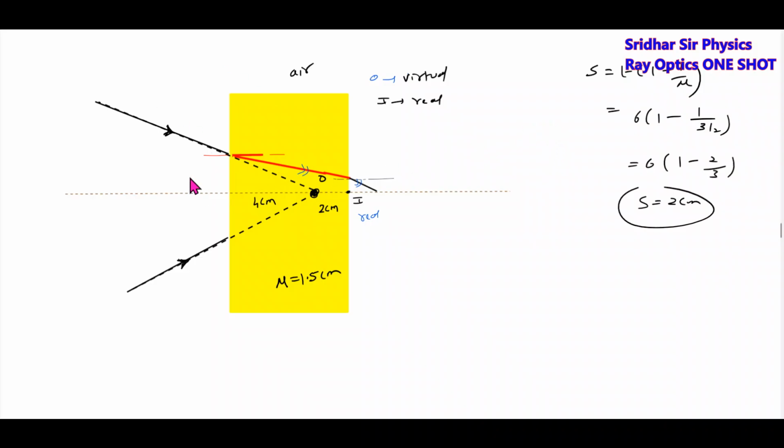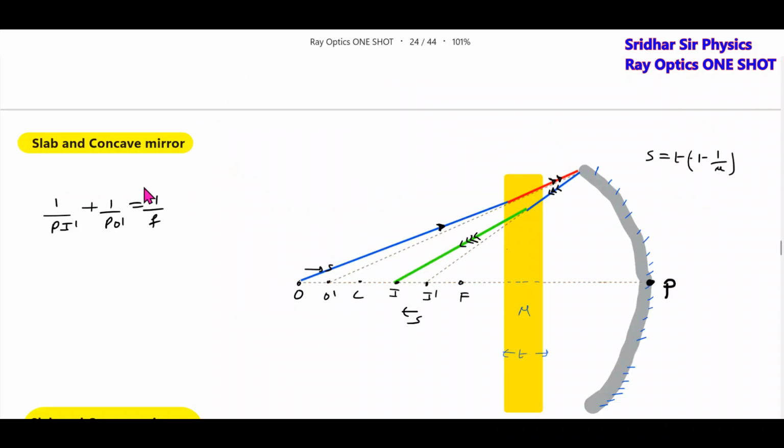Okay, agreed. There is some condition. Next, I'll bring the slab and concave mirror. An object is kept here. Then there's the slab. The rays will first strike the slab and undergo double refraction. The shift is given by this particular formula, T into 1 minus 1 by mu. For the concave mirror, the object will not appear at O, it will appear at O dash. Then corresponding to O dash, the concave mirror will form the image I dash. Then use the mirror formula to calculate the image distance.